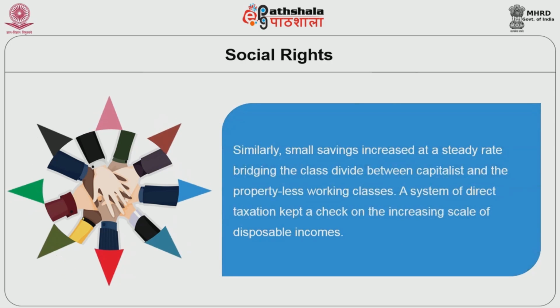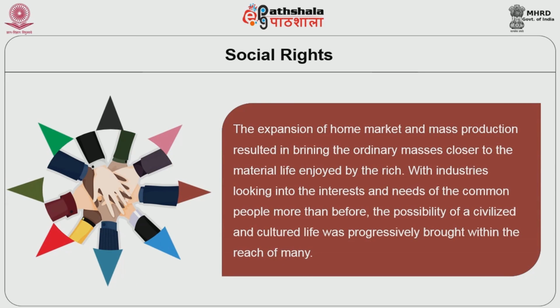Similarly, small savings increased at a steady rate, bridging the class divide between the capitalist and the property-less working classes. A system of direct taxation kept a check on the increasing scale of disposable incomes. The expansion of the home market and mass production resulted in bringing the ordinary masses closer to the material life enjoyed by the rich. With industries looking into the interests and needs of the common people more than before, the possibility of a civilized and cultured life was progressively brought within the reach of many.